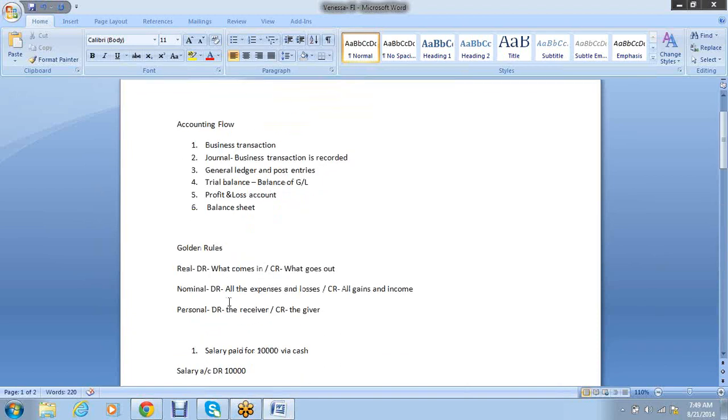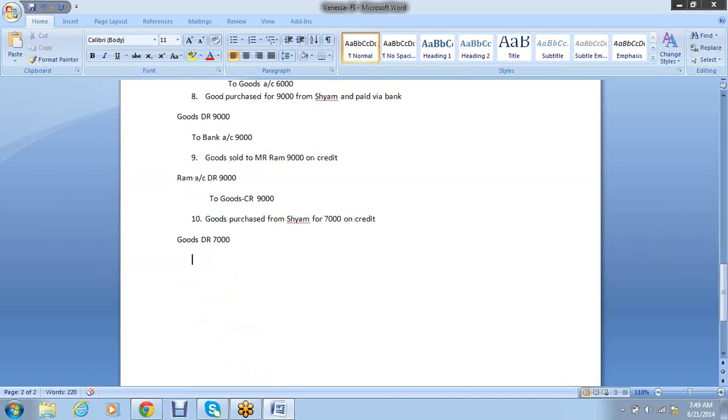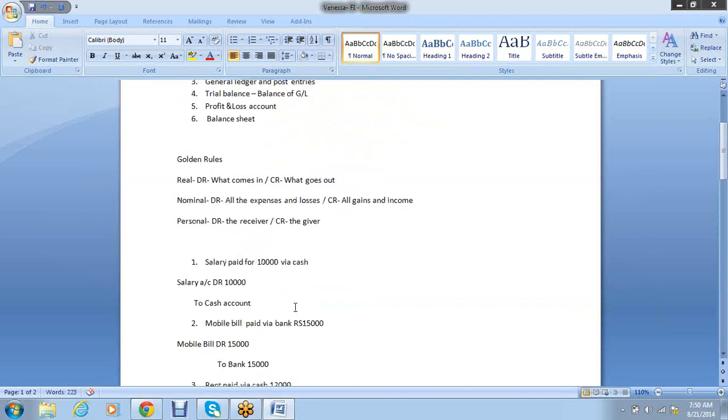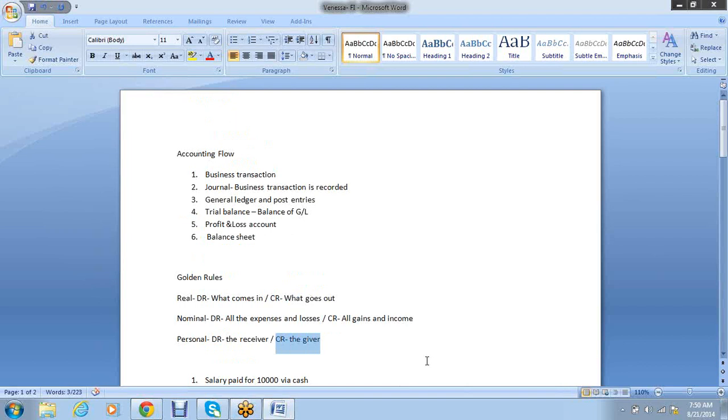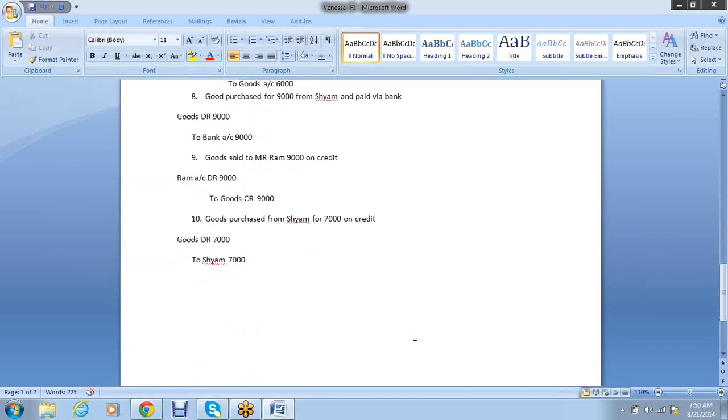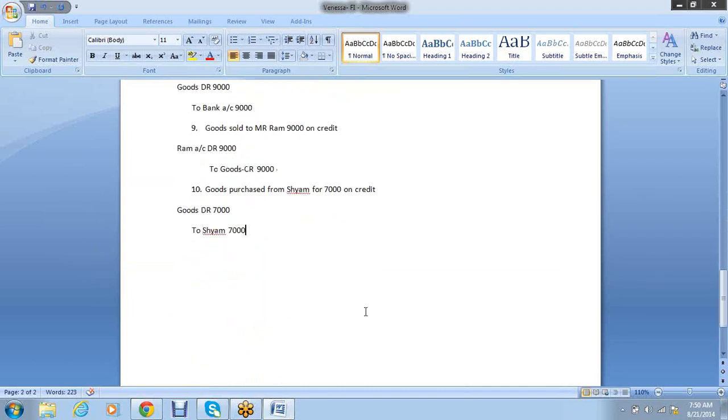From Sham. So to Sham account, why is it credit? It's on credit, so we need to pay him back. Fine, it is credit, but why Sham account? It's personal. Credit the giver, debit the receiver. Sham is giving me the product, so he is the giver. As per the personal account rule, the giver should be credited.